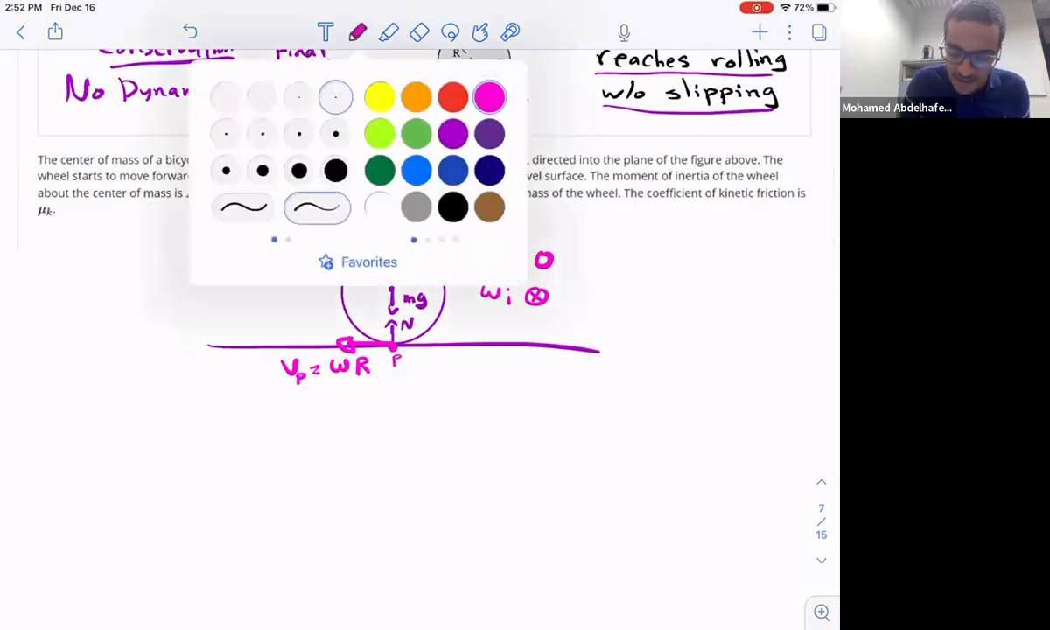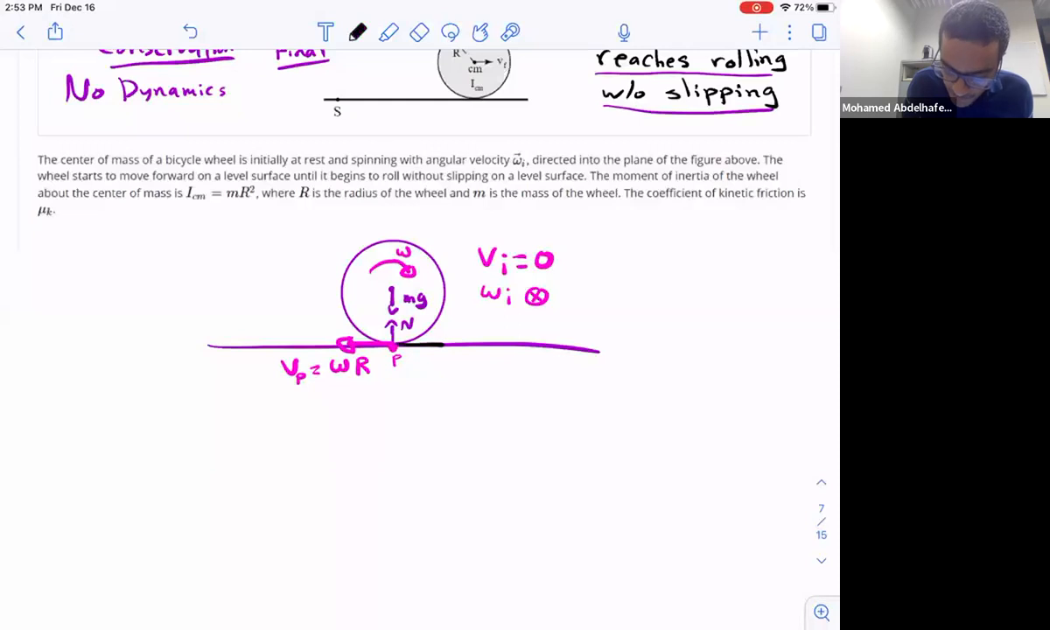And many students, when they did this in class, were confused. How come kinetic friction is forward? But that's the case. Kinetic friction doesn't care about anything except the contact point. The contact point here was moving to the left, moving backward. Why? Because of the spin. The spin of omega clockwise makes it move backwards. So that's why kinetic friction is against that, forward. So that's the free body diagram.